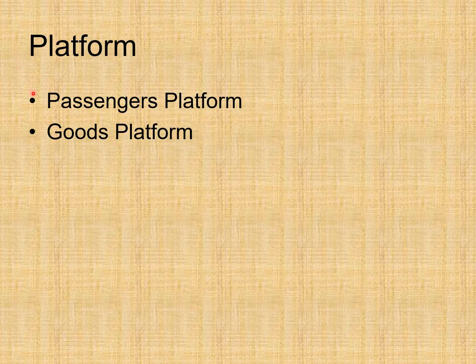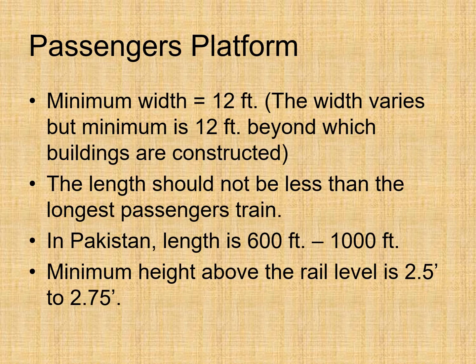Platform. Two categories: passenger platform and goods platform. Passenger platform: minimum width is equal to 12 feet. The width varies, but the minimum is 12 feet, beyond which buildings are constructed. The length should not be less than the longest passenger train. In Pakistan, length is from 600 to 1000 feet. Minimum height above the rail level is 2.5 feet to 2.75 feet.